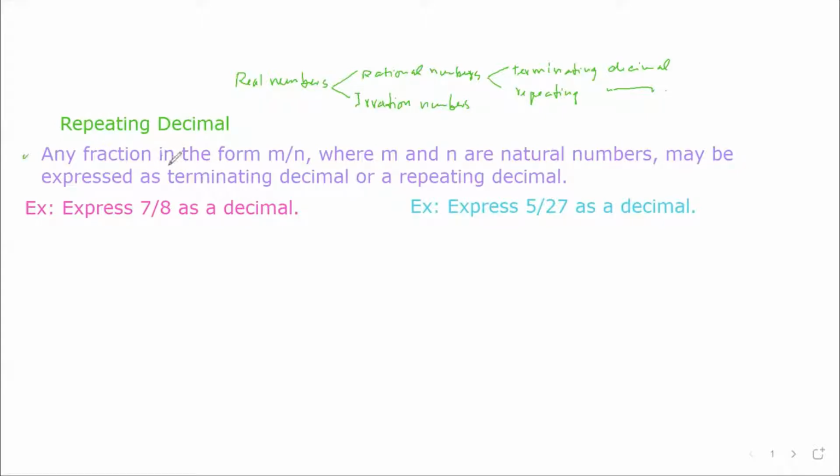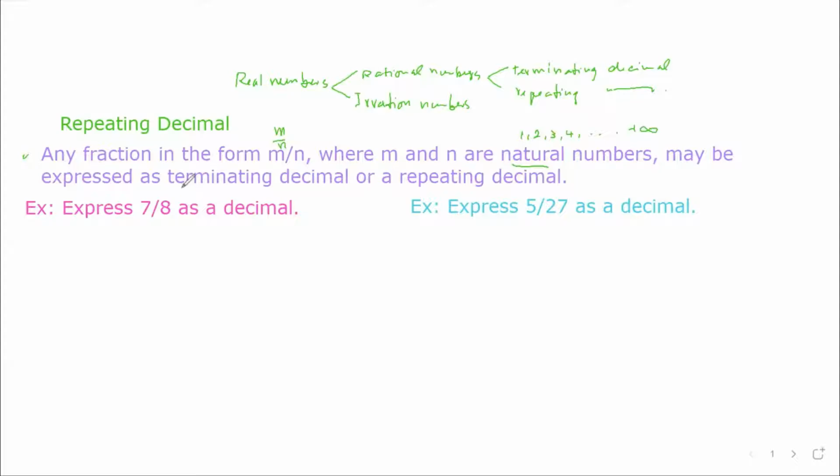Any fraction in the form of m over n, where m/n means m over n, is a ratio, where m and n are natural numbers. Everyone still remembers natural numbers? Another name is counting numbers, which start from 1, 2, 3, 4, 5, and so on up to infinity. It may be expressed as a terminating decimal or a repeating decimal.